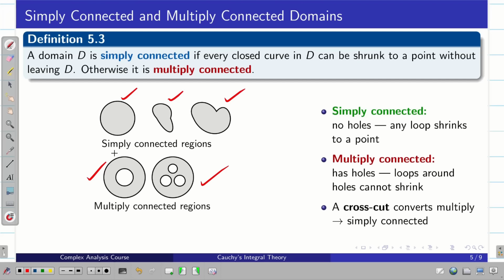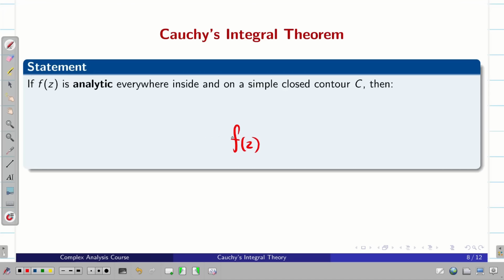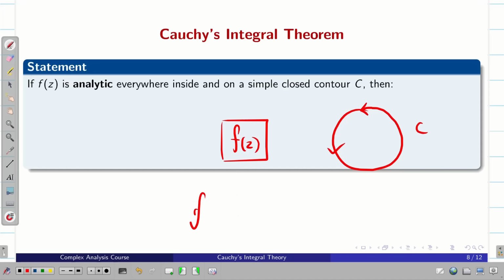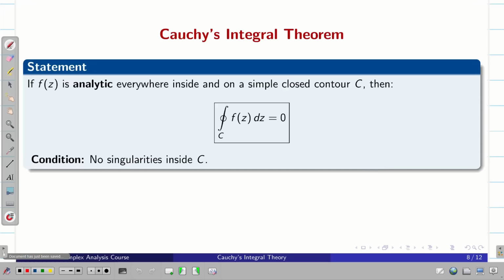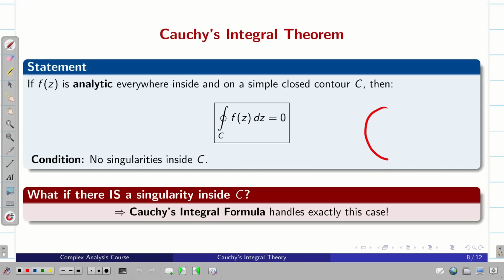Now let us go into the definition of Cauchy integral theorem. If f of z is analytic everywhere inside and on a given simple closed contour C, then integral over C f of z dz is equal to 0. That means there are no singular points or singularities inside the simple closed contour C. In curiosity, suppose we have a singular point which lies inside the contour C, then how do we tackle this?